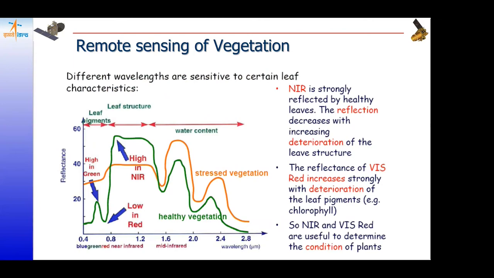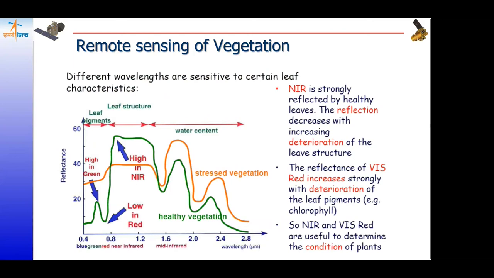Related to the theory, as I also mentioned in the same slide, regarding how much reflectance there is in normal healthy vegetation, the NIR has a higher reflectance, while the red band has the least because of absorption by the leaf pigment. And the higher reflectance in the NIR region for healthy vegetation is because of the leaf structure. So there is a contrast difference because of the leaf structure and leaf pigment in the near infrared and red bands.